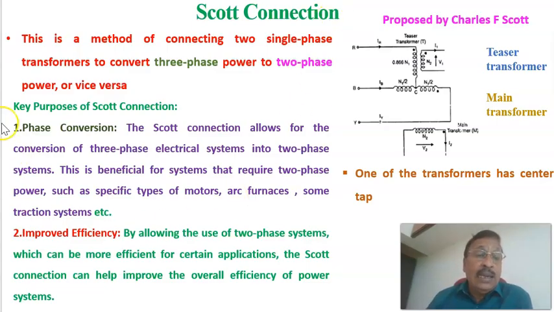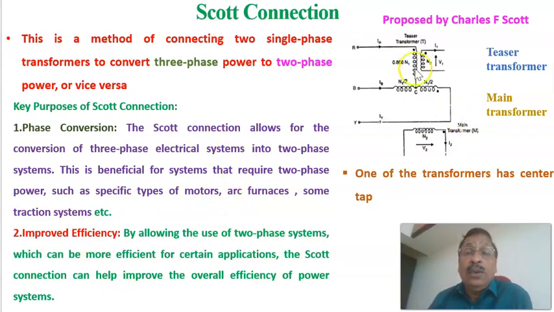Another is improved efficiency by allowing the use of two-phase systems, which can be more efficient for certain applications. The Scott connection can help improve the overall efficiency of the power system. For that purpose, we'll be using the Scott connection.